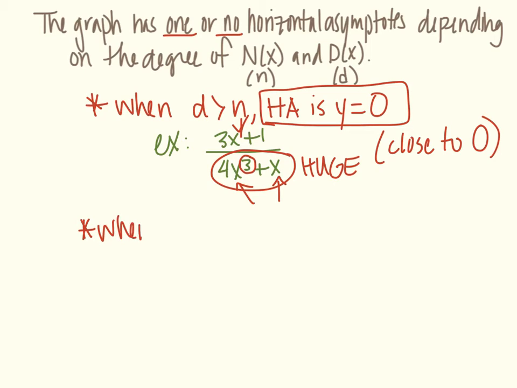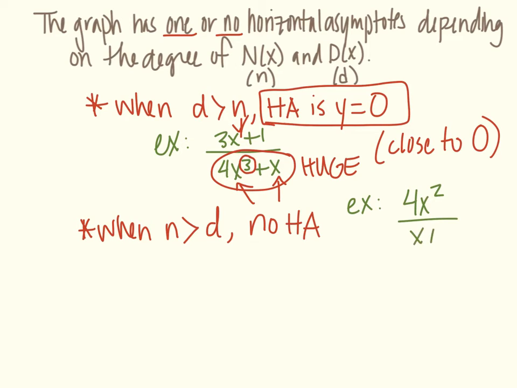Well, when the numerator degree is greater than the denominator degree, there is actually no horizontal asymptote. Okay? So an example of this would be something like 4x squared over x plus 1. This clearly is going to have a vertical asymptote because of the x plus 1 in the denominator. That'll have a vertical asymptote, but it's not going to have a horizontal asymptote.